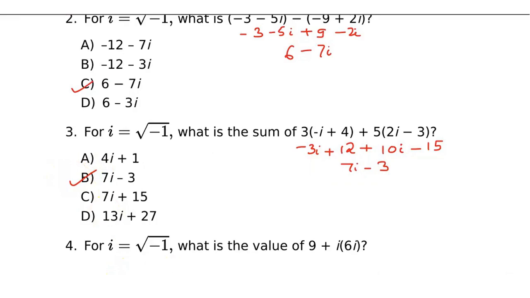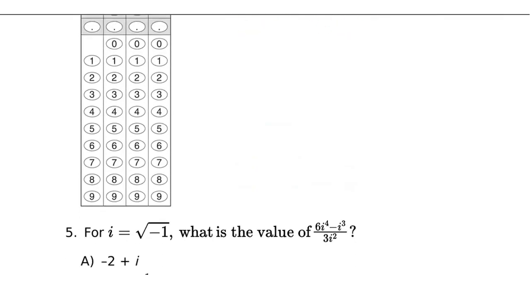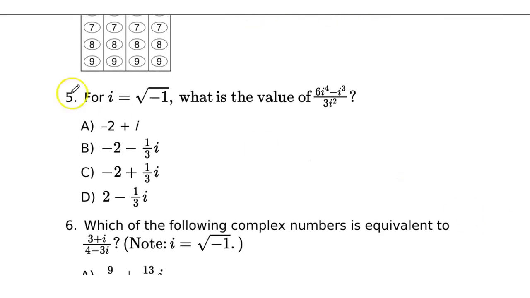Now for i equals root 1, find the value of 9 plus i into 6i. So 9 plus 6i squared. We know i squared equals negative 1. So this would be 9 minus 6. That is coming as 3. So the value of this will be equal to 3. That should be the answer.